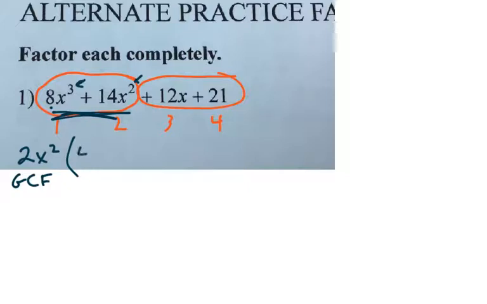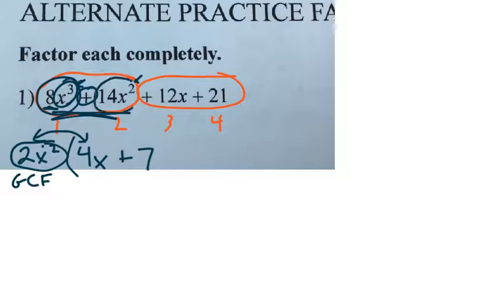So 4 times 2 is 8. x times x squared is x cubed. Again, if you multiply these together, you should get back where you started from. Notice the plus sign there. I know that 7 times this 2x squared is 14x squared. So the first group is factored using GCF.